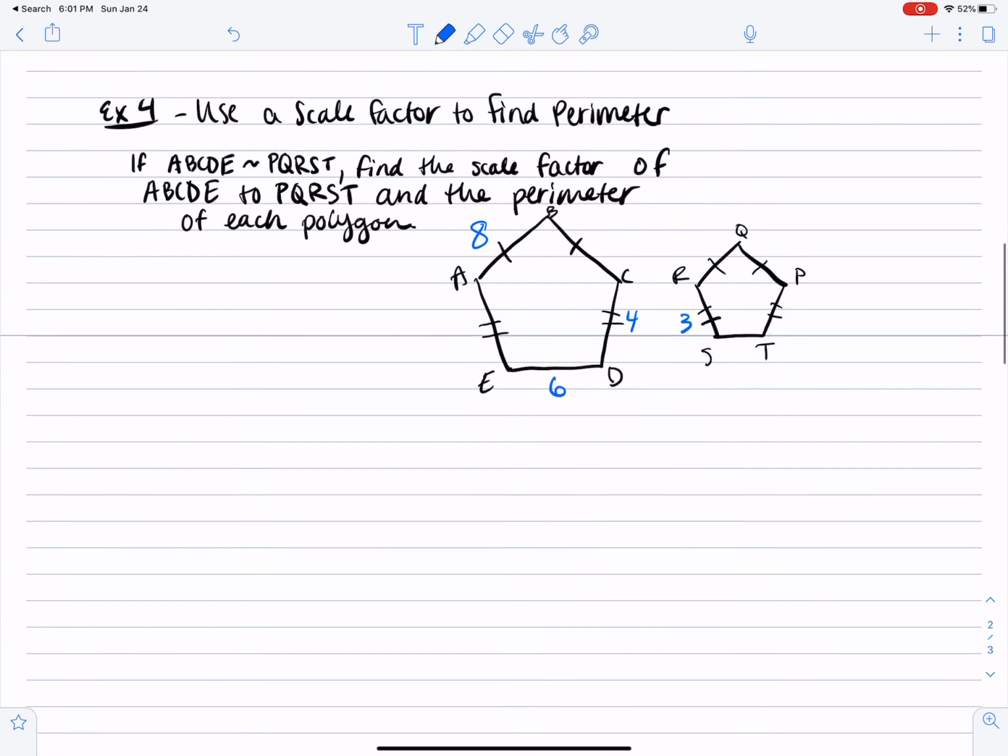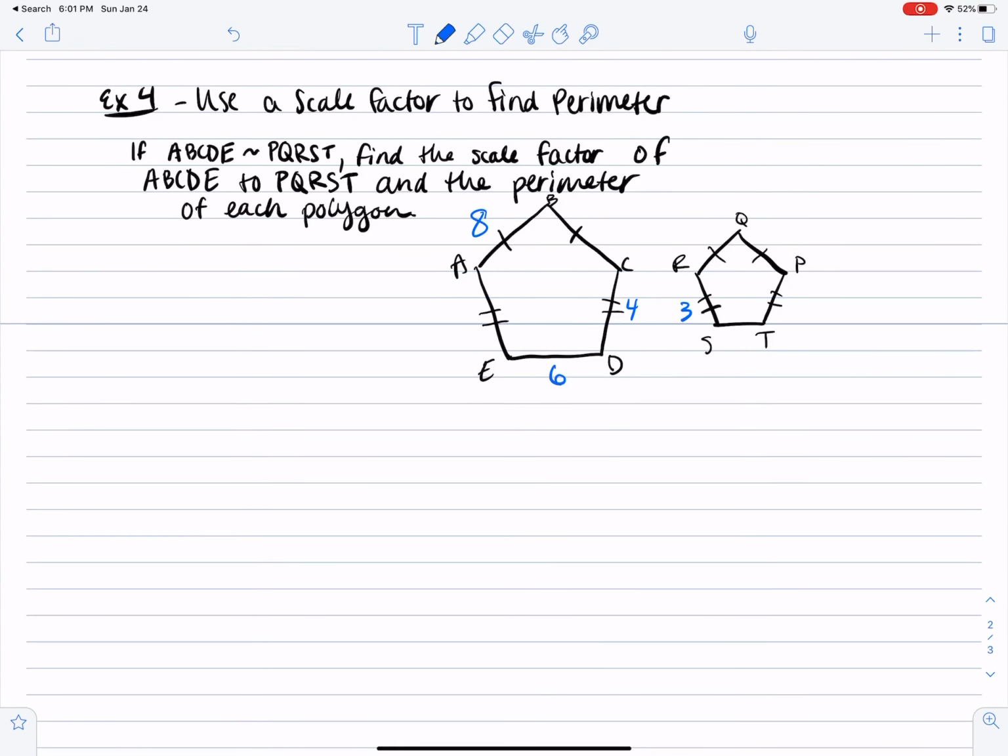Example number 4, this is the last example for today. Use a scale factor to find perimeter. Okay, so scale factor is a new vocab word a little bit, so we're going to figure that out as we go. So what's given is that A, B, C, D, E, in that order, is similar, remember that squiggly line means similar to, P, Q, R, S, T. Okay, look at how that works. A, B, C, D, E is clockwise, and P, Q, R, S, T is counterclockwise. So actually, this A actually matches with this P on this side, and then B with Q and C with R. So make sure you understand which points match together.